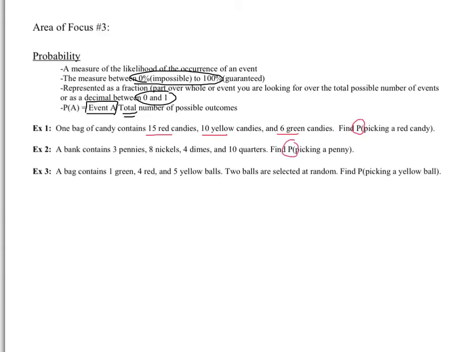And 3, 1 green, 4 red, and 5 yellow. This should actually say 1, so I take that out of there. So 1 ball is selected at random. So find the probability of picking a yellow ball.